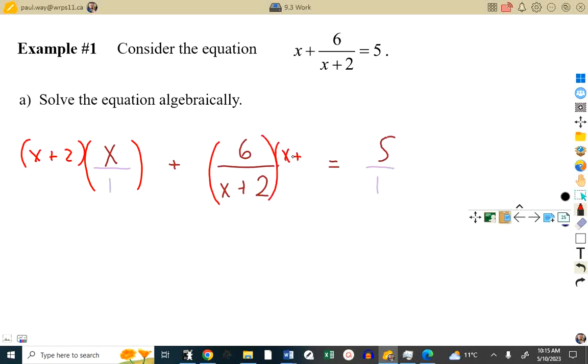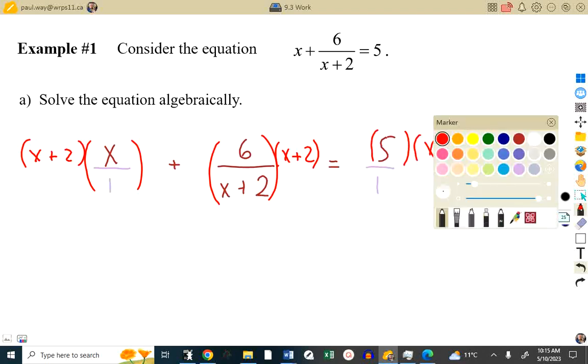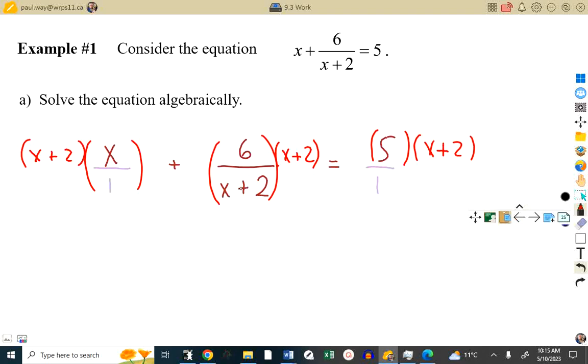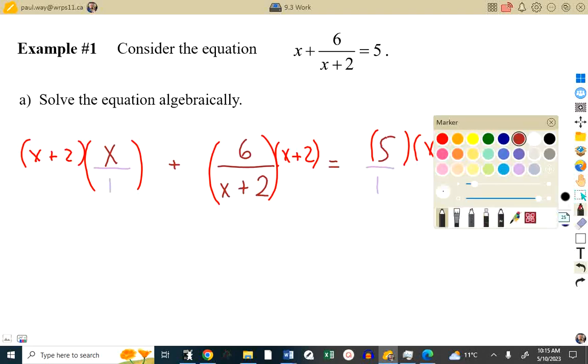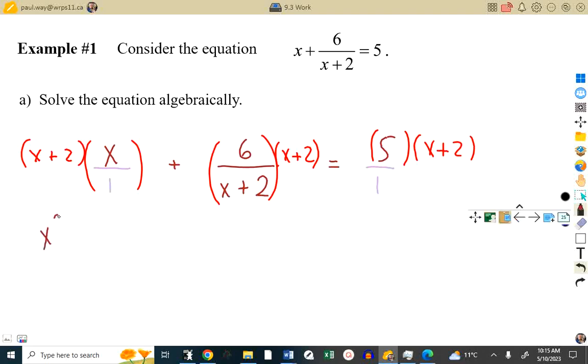Now, sometimes I'll just say multiply the left side and the right side by x plus 2. I hope you understand that there's really no difference between saying those two things. The bottom line, however, is that we're going to end up with x squared plus 2x plus 6, because these cancel, equals 5x plus 10. And now we're in the realm of a Math 11 equation. It's a quadratic equation, which should be at this level a piece of cake for us.